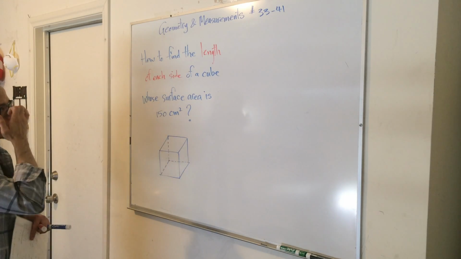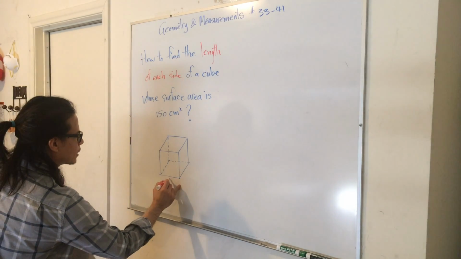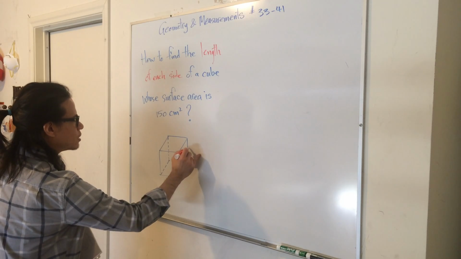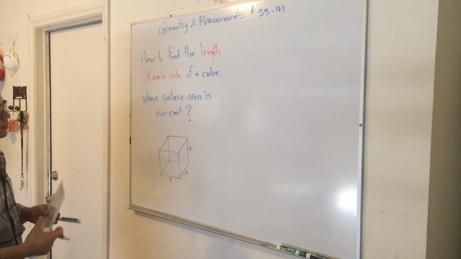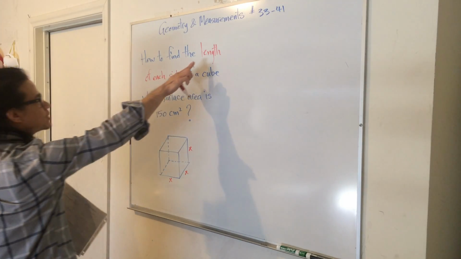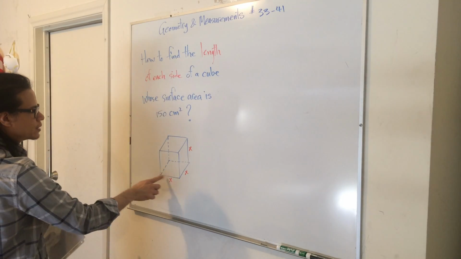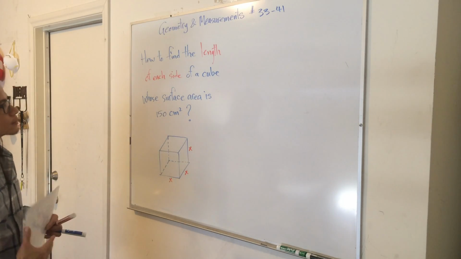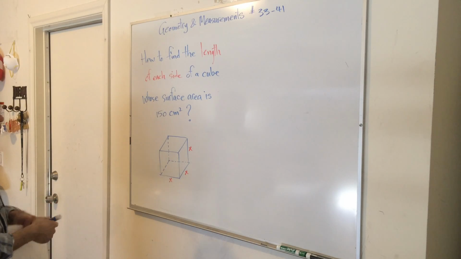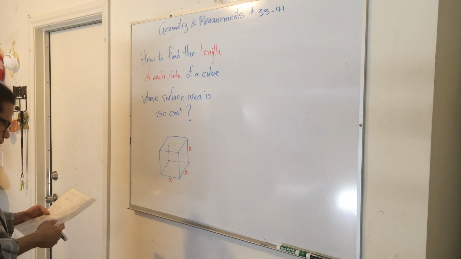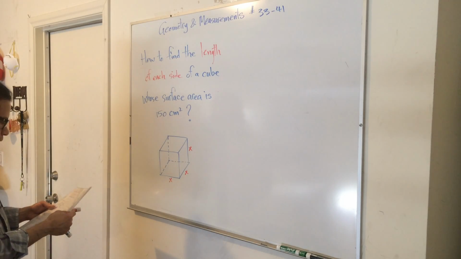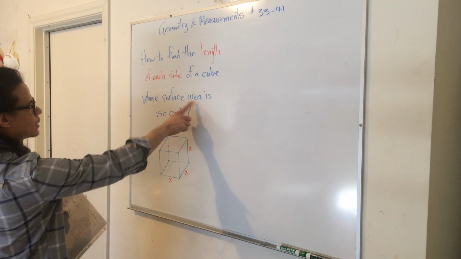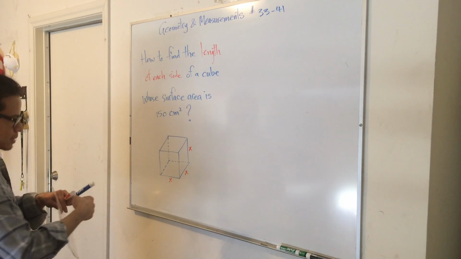They're all squares. So we can indicate that by letting it be x. If the length is x, the width is x, the height is also x. Okay, that's what the question is asking for. How long is each side of this cube? Okay, so a cube is a rectangular prism. Therefore, we can use the formula for surface area because we know that its surface area is 150 centimeters squared.